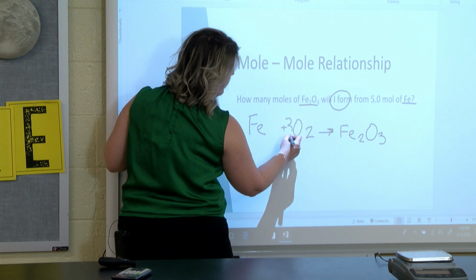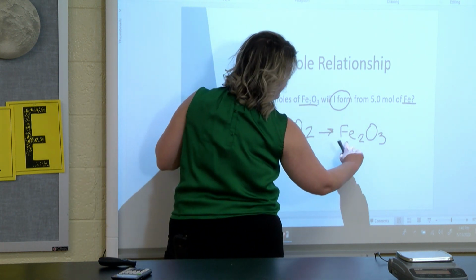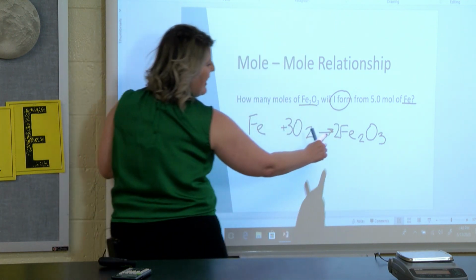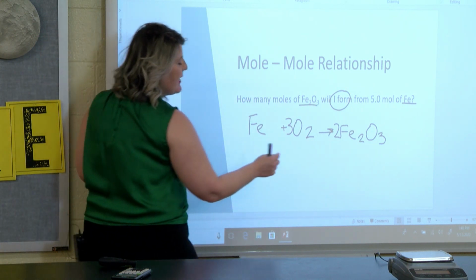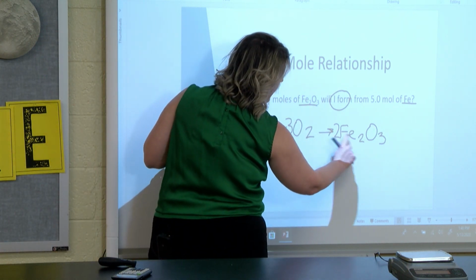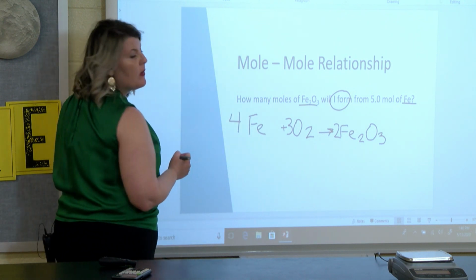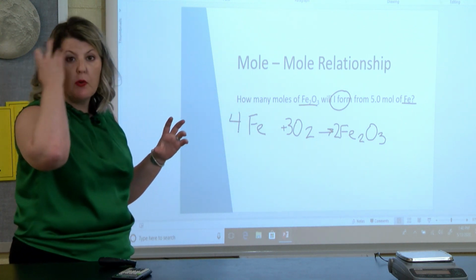So that means in front of this oxygen, I'm going to put a 3 to give me 6. And in front of Fe2O3, I'm going to put a 2. That 2 times 3 gives me 6 oxygen. So now I got to fix my iron. I have 4 iron on this side, 1 on this side. So in order to balance, I'm going to put a 4. So that's step 1, write the balanced chemical equation.